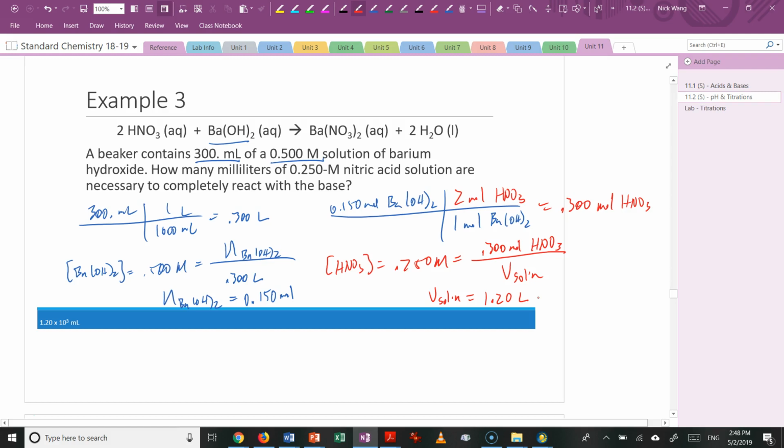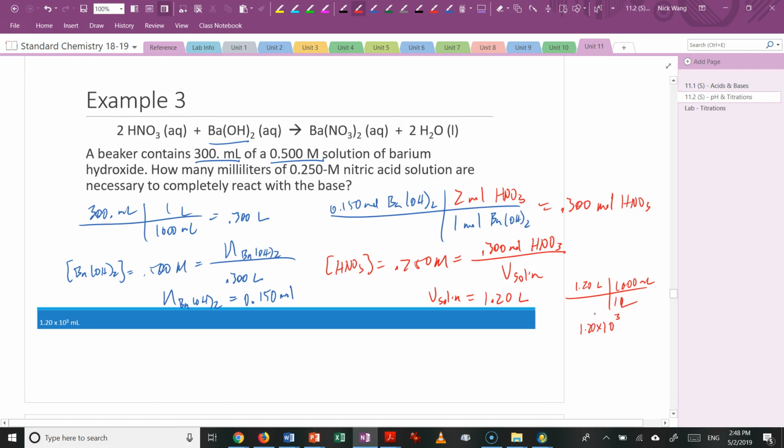So I needed to take this 300 milliliters of barium hydroxide and combine it with 1.20 liters of the nitric acid so that everything will react with each other and you no longer have any acid or base left over. Now, to finish out the problem, make sure we answer the right thing. It's asking for milliliters. So let's convert this 1.20 liters. Don't forget that significant figures are going to be important.